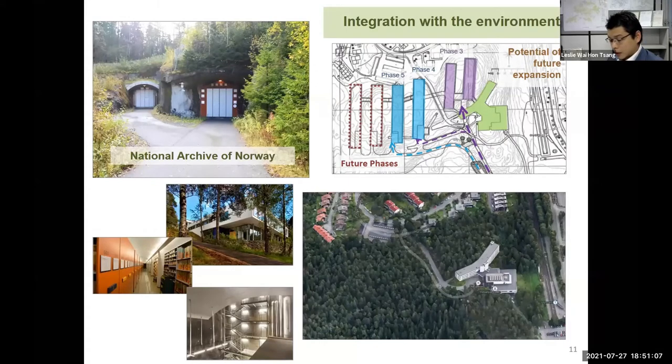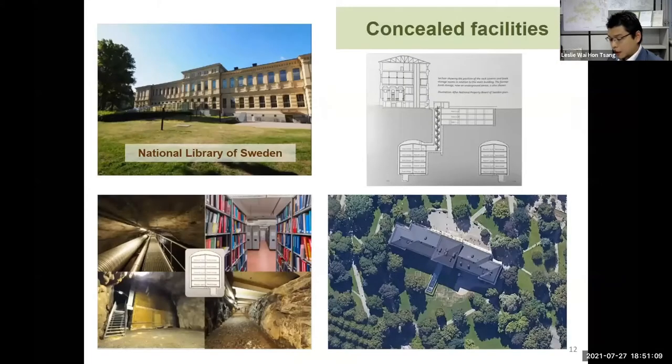Another example is the National Library of Sweden. The library store is concealed under the library building very well, so it does not disturb the enjoyable garden at the surface.